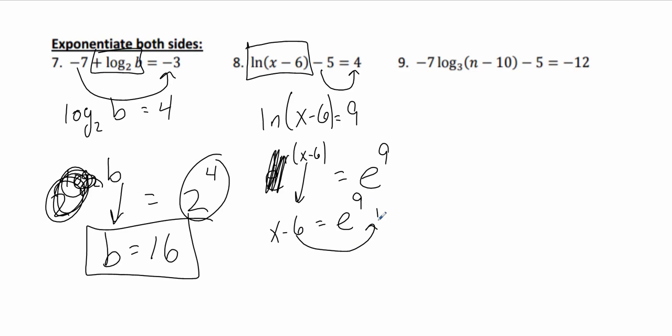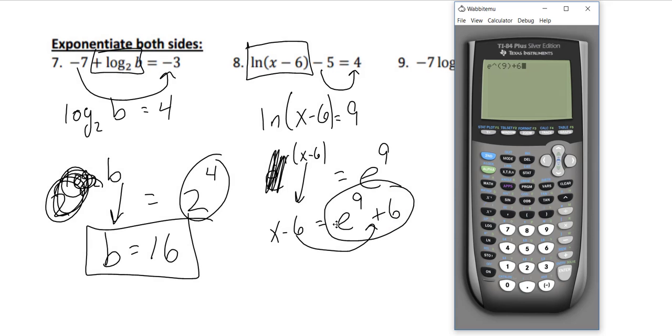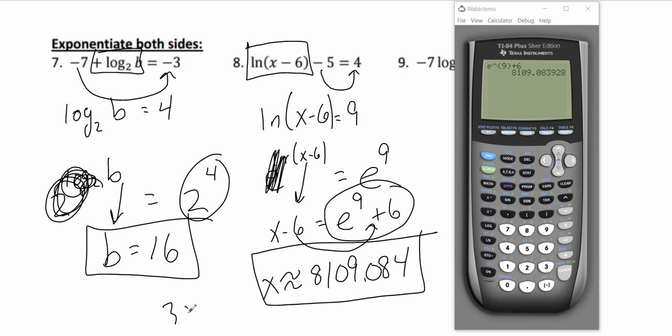Then I got to move that over, so I'm going to add 6 to this. And I'm going to calculate it. So on your calculator, you got to find that e button. And that e button is the blue one right above the ln. You'll have to hit second and then ln, and it should give you the e. So e to the 9, and then close parentheses, and then plus 6. Enter, gives me 8,109.084. So x is approximated as 8,109.084. Remember, 3 decimal places, please. So there you go. That's how you do it with natural logs.